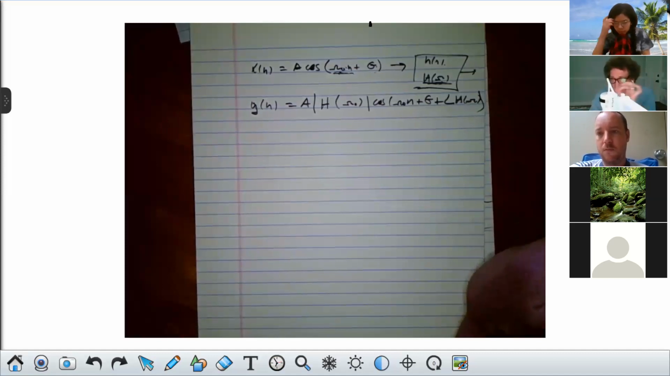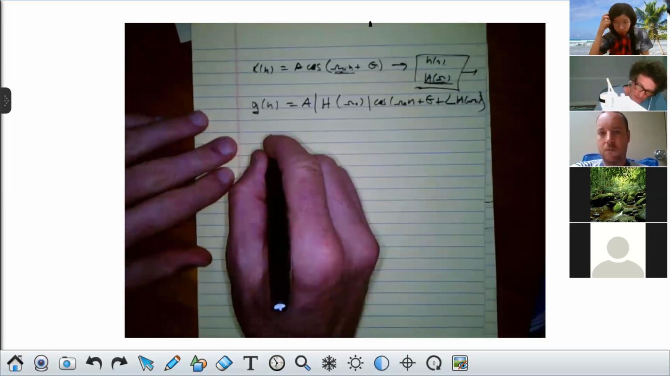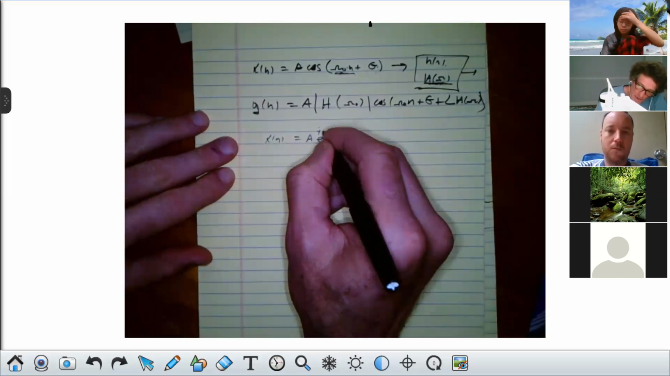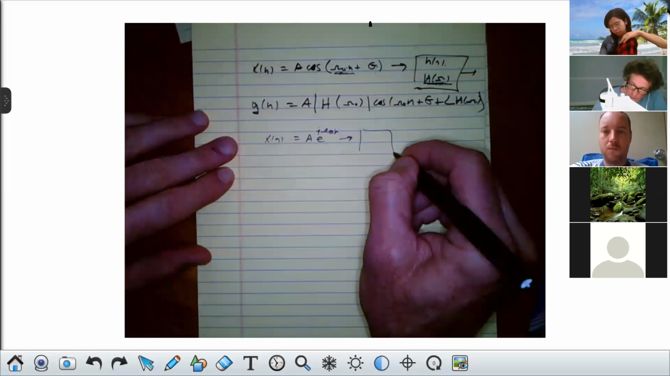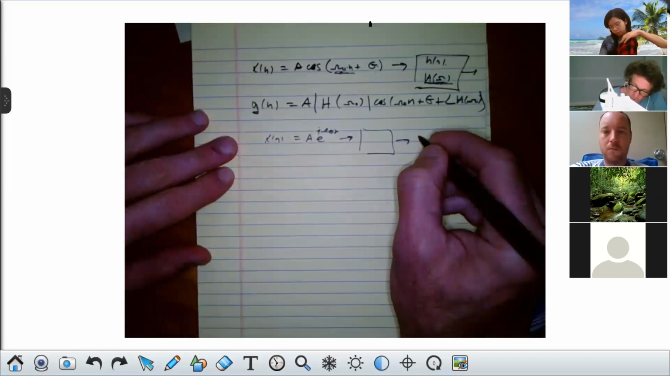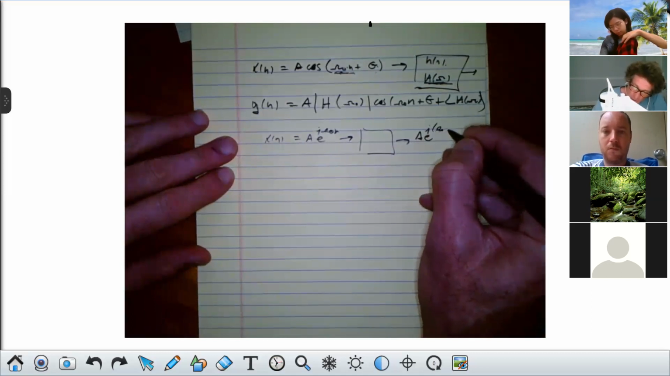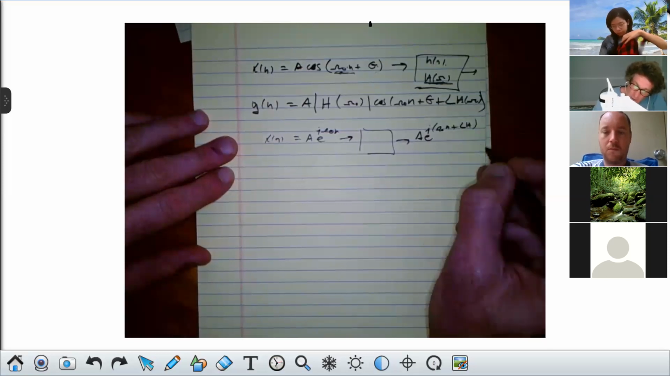As long as it's an infinite series constant frequency. If I put in here, instead of this, x of n equal to A e to the j omega naught n, right? If that was what's going in, then my output coming out would be the same A e to the j times the quantity omega naught n plus the phase angle of the filter, all right? Okay.